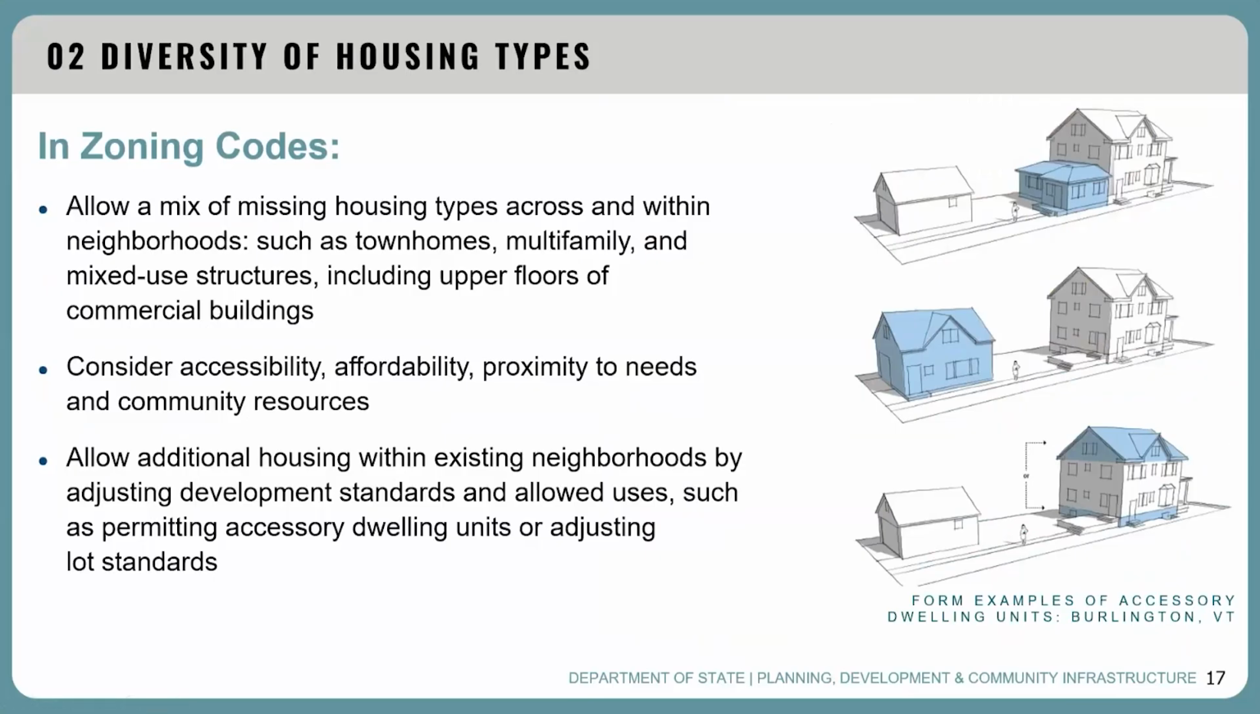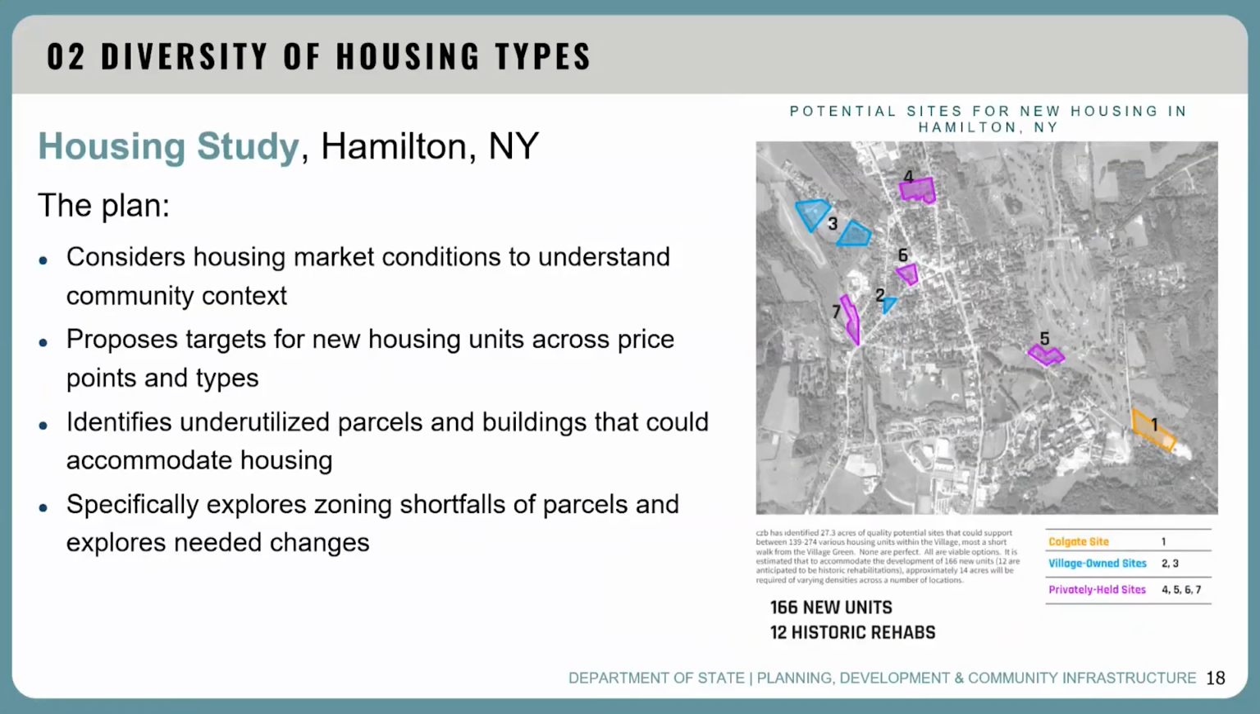The example on the right shows a visual representation of accessory dwelling units, or ADUs for short, from Burlington, Vermont. As you can see, ADUs can be designed in many different ways to increase density while minimizing visual changes to a neighborhood's character. The Village of Hamilton is a small community of about 4,000 people in Madison County, New York.